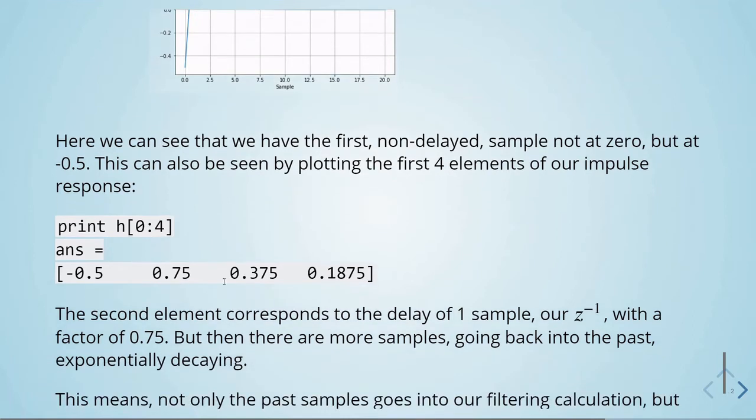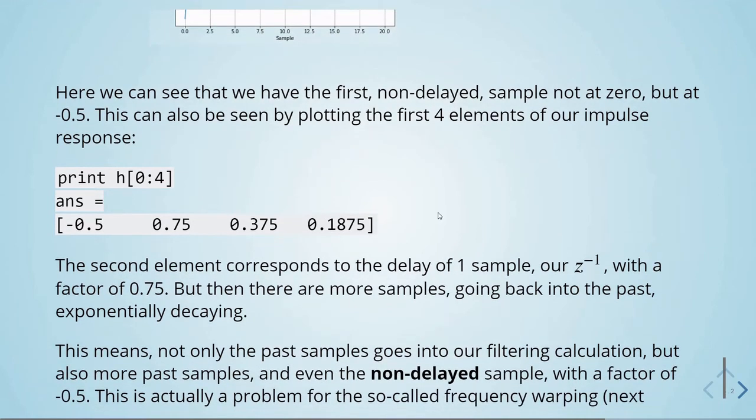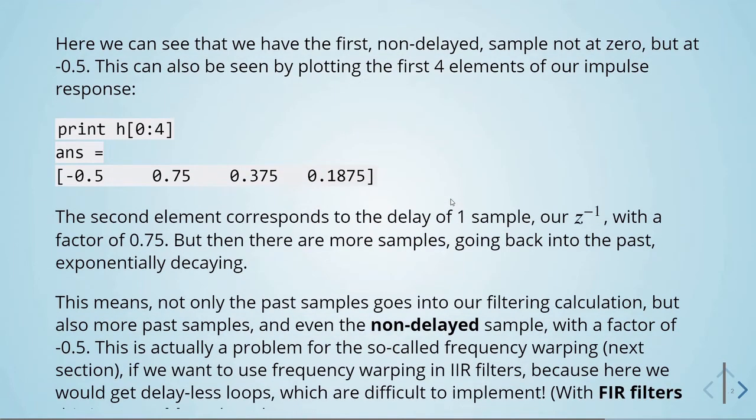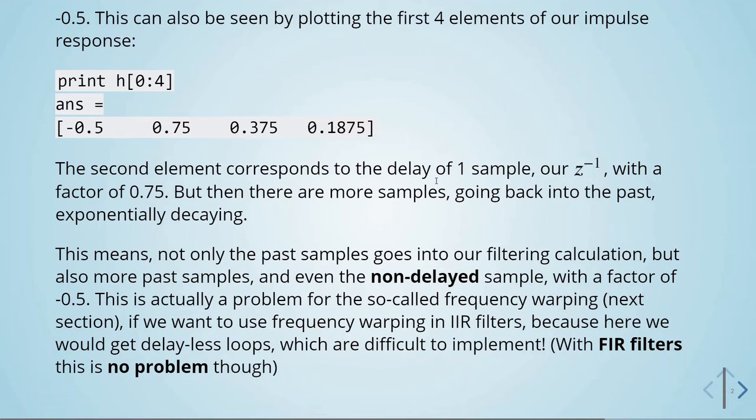We have here, so the second element corresponds to the delay of one sample. So this is the z to the power of minus 1, and it has a factor of 0.75. Yeah. And then there are more samples going back into the past, exponentially decaying. So this means not only the past samples go into our filtering calculation, but also more past samples, and even the non-delayed sample with a factor of minus 0.5.